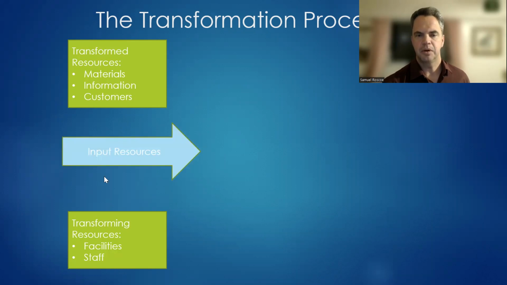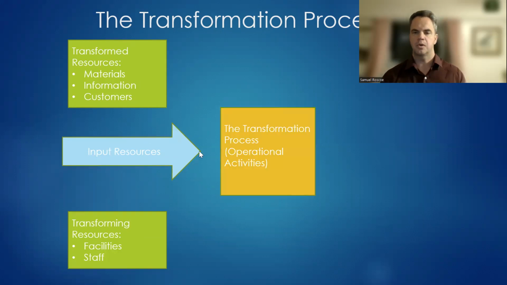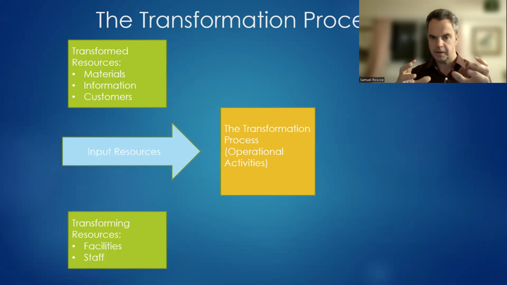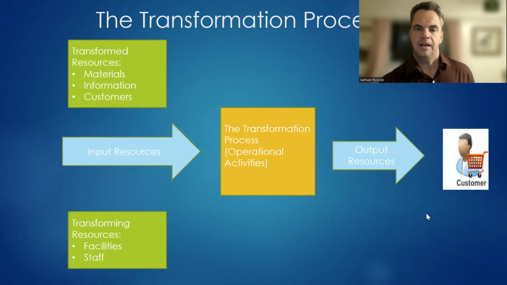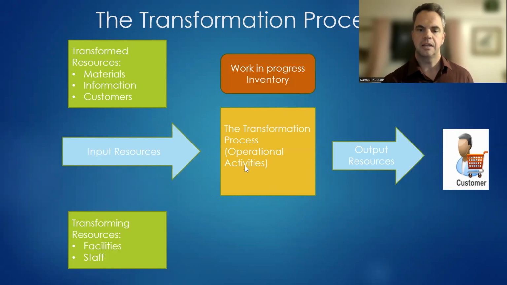Then you have these inputs coming into the process. So those will be our various transformed resources and our transforming resources. The operations management process itself is the transformational process. And then coming out the other side, we should have our outputs going to a final customer. And this basically shows you that in the middle, we have a work in progress inventory, as well as our flow time going through our operation.